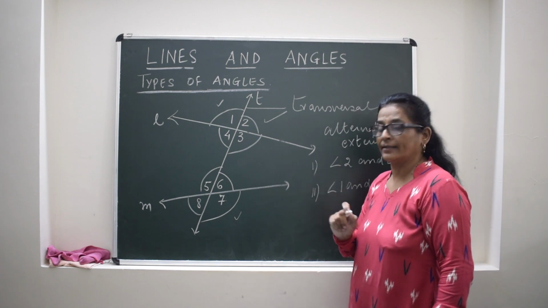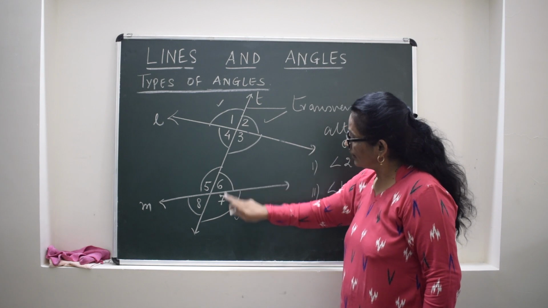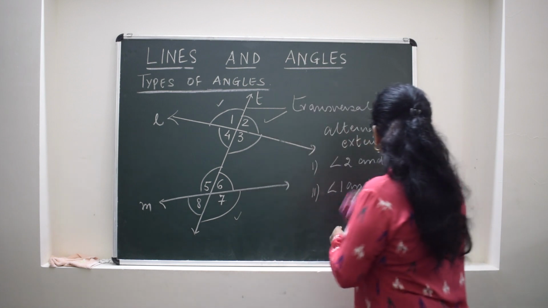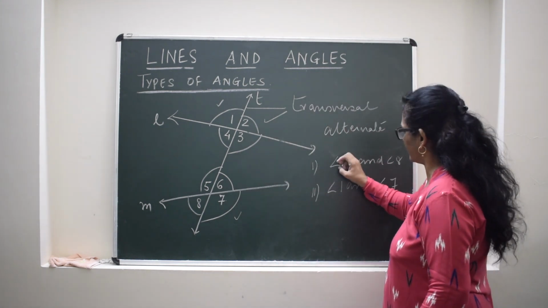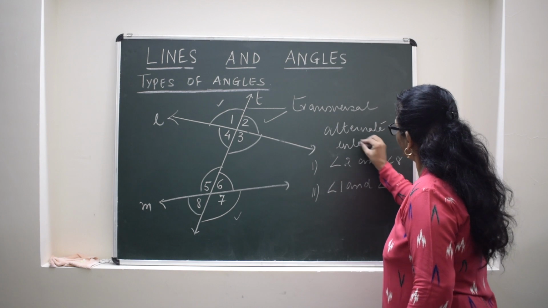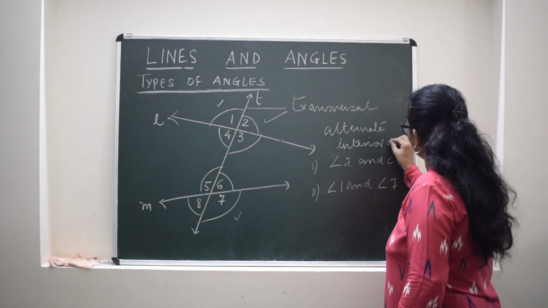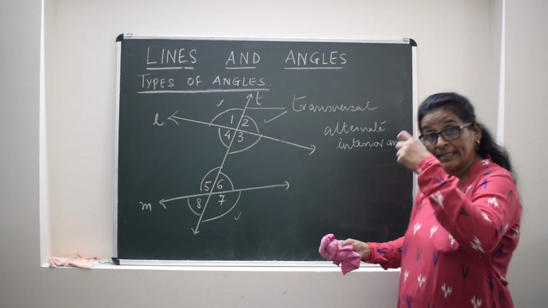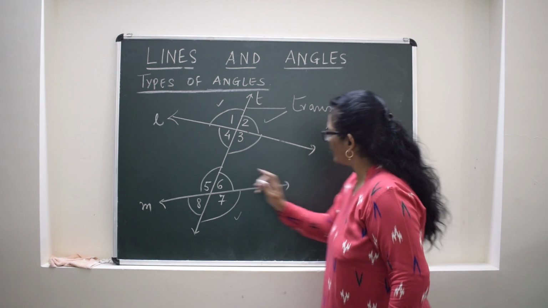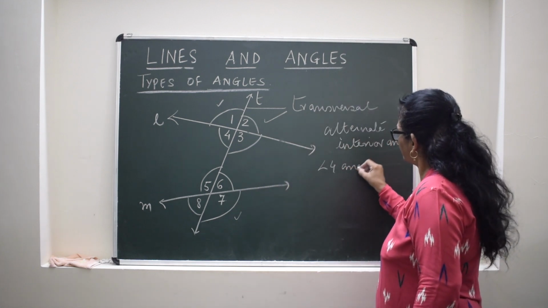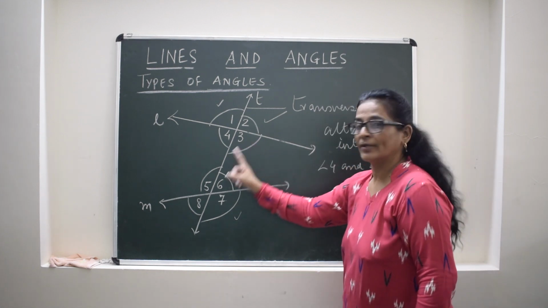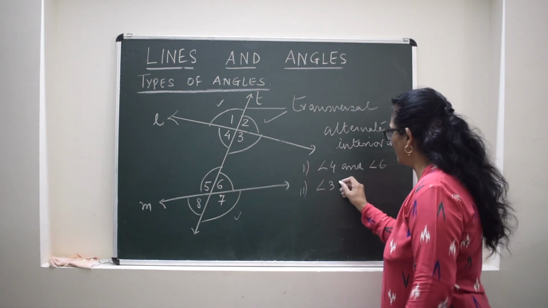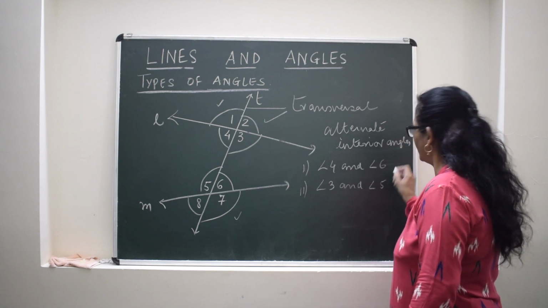Similarly, alternate interior angles. Angle 4 and angle 6. Next type is alternate interior angles. Alternate interior angles means in a crossway only but inside. So angle 4 and angle 6. Similarly, angle 3 and angle 5. So they are also coming in pairs, angle 3 and angle 5.